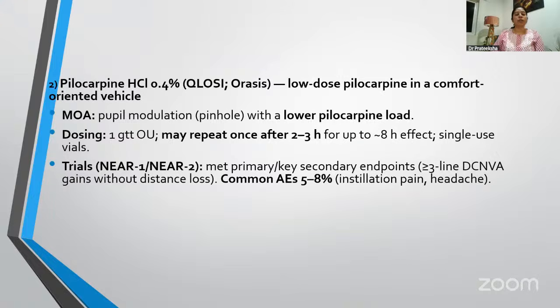Then pilocarpine hydrochloride 0.4%, low dose pilocarpine in a comfort-oriented vehicle. Mechanism of action is pupil modulation, pinhole with low pilocarpine load. Dosing is 1 drop. May repeat after 2-3 hours for about 8 hours.